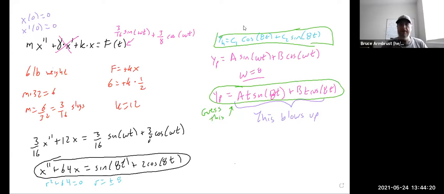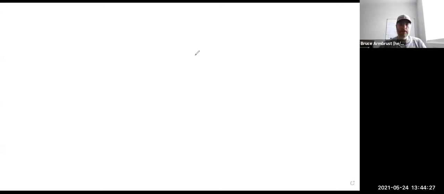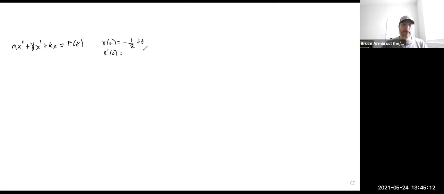All right, so let me clear all this and we will start fresh. Again, just like with the last one, we want to go with m x double prime plus gamma x prime plus k x equals f of t. Now, we were also given some initial conditions, so I want to write those as well while we're here. It said that it was displaced upward by 6 inches, so that's going to be 1/2. But my initial condition is actually going to be x naught equals minus 1/2 foot.